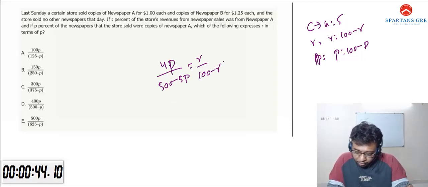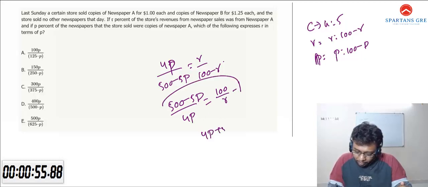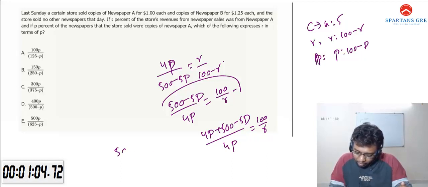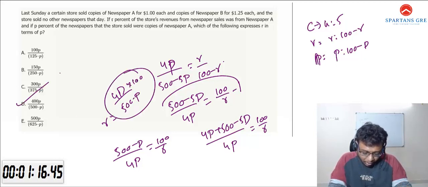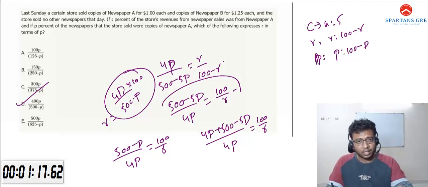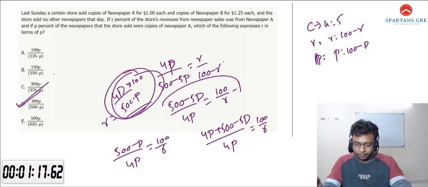It is asking R in terms of P, so I will reverse it. So it will be 500 minus 5P by 4P equal to 100 by R minus 1. If I take 1 this side, it will be 4P plus 500 minus 5P by 4P equal to 100 by R, right? Again, this will be 500 minus P by 4P is equal to 100 by R. So my R will be equal to 4P by 500 minus P, into 100. So this will be my answer. We took exactly 1 minute 15 seconds, right? So your answer is option D.